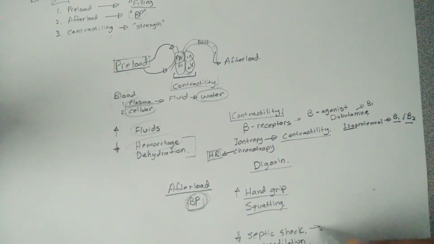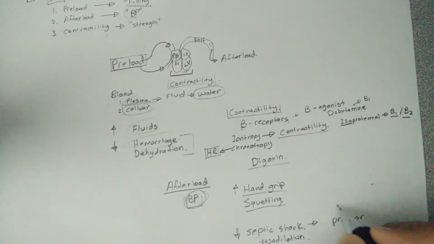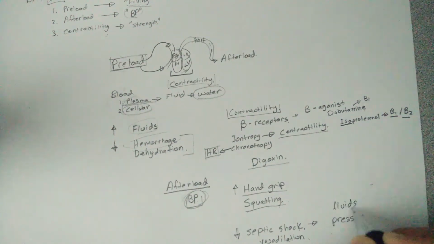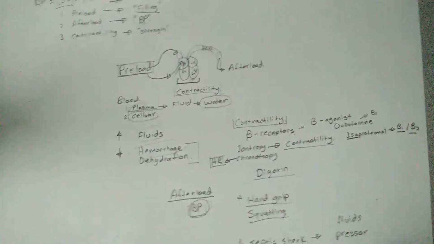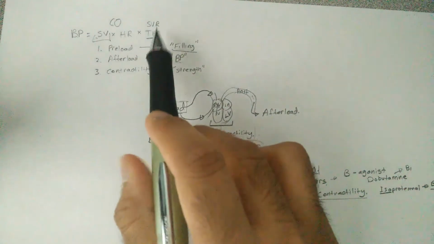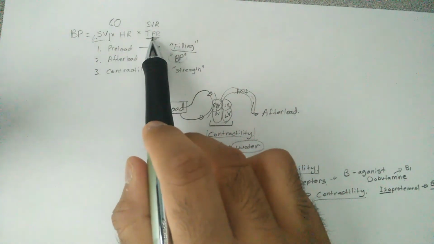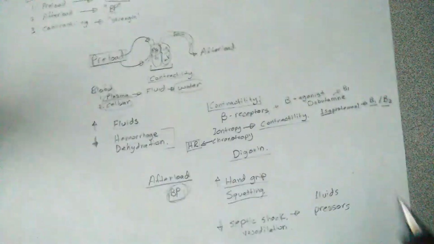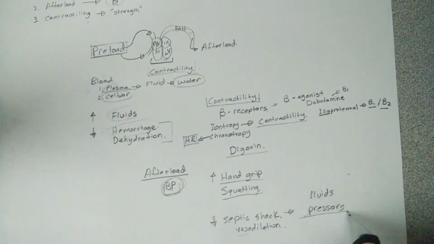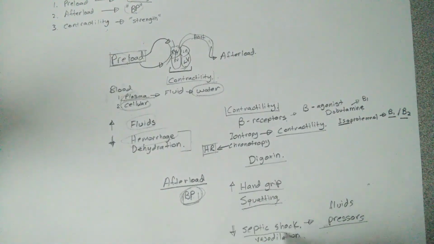So the way that we treat septic shock is to give pressors. First thing you do is give fluids, because you want to make sure you take preload out of the equation. But then you also have to give pressors, usually norepinephrine, to increase the total peripheral resistance here. Okay? And once this total peripheral resistance is increased, then you can maintain a healthy blood pressure. So remember, septic shock is a massive decrease in afterload.